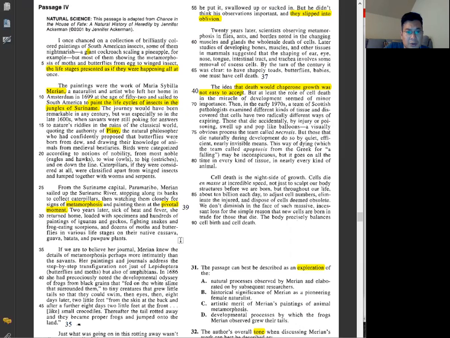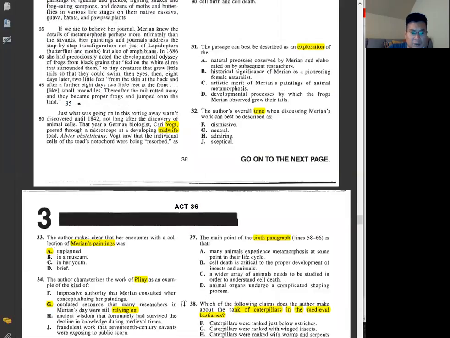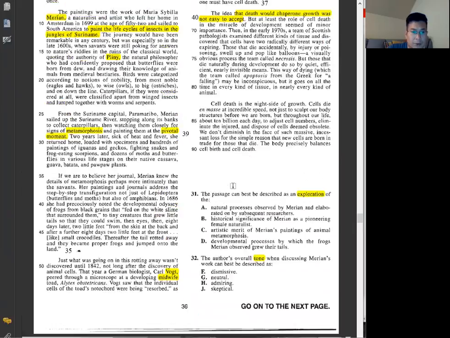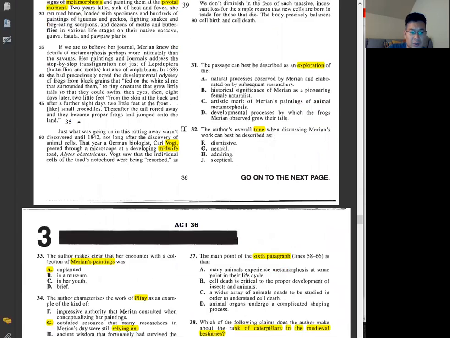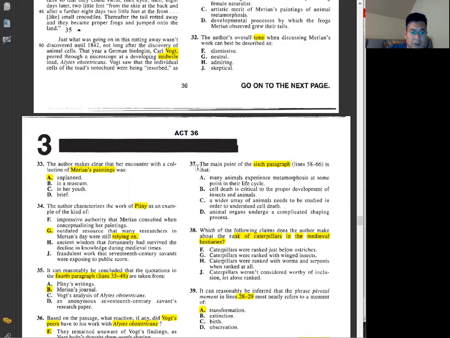20 years later, scientists observing metamorphosis in flies and ants and beetles noted in the changing muscles and glands the wholesale death of cells. Later studies of developing bones and muscles and other tissues suggested that cell death shapes the toad and the butterfly. So 37, main point of this one. It's going up to the first sentence, it says something about how it develops, right? It says that observing metamorphosis, and then line 61, developing bones and stuff like that. So that's why, oh yeah, so B, development.